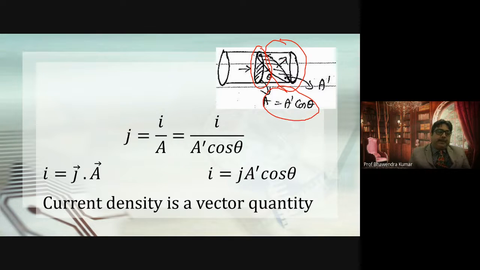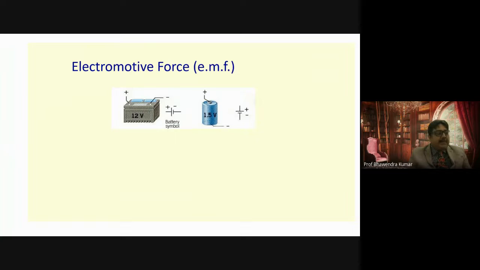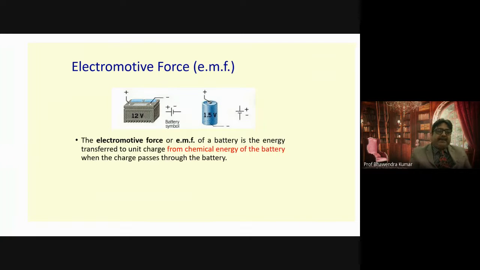Okay. If the area vector is along the flow of the current, no problem. Whatever is the area, that is multiplied to current density, and that will be the current. Right. I hope all of you understand the difference between EMF and the terminal potential difference. So what is the EMF? When we talk about the ideal state, then it is the rate at which the chemical energy of the battery is being converted into the electrical energy, right?